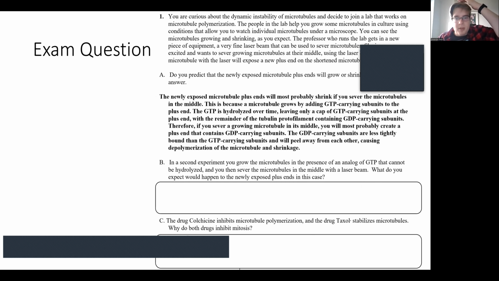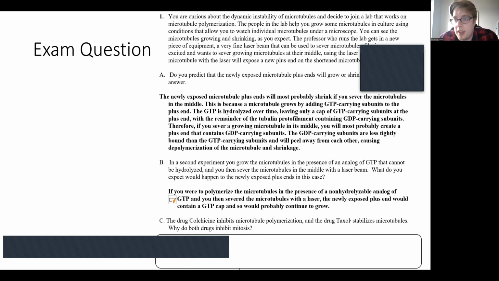All right, in a second experiment, you grow the microtubules in the presence of an analog of GTP, which means that it cannot be hydrolyzed, and then you sever the microtubules. What do you think will happen in this case? Well, if we just have GTP, everything is going to stick together, and it will likely just keep growing. Again, it goes back to that dynamic instability slide that I showed. If GTP can't hydrolyze, GTP will hold the microtubule together. So with there still being GTP there, it will just keep growing like normal.